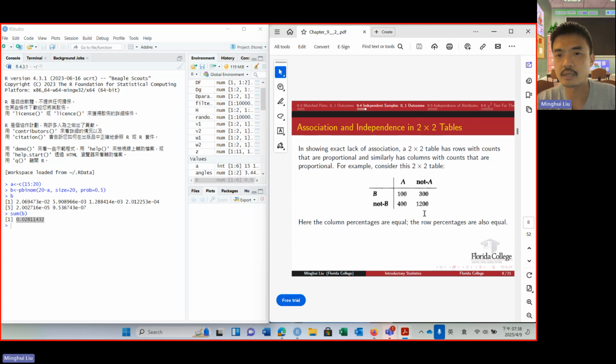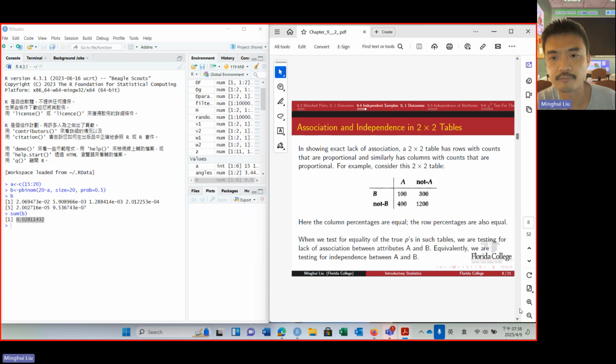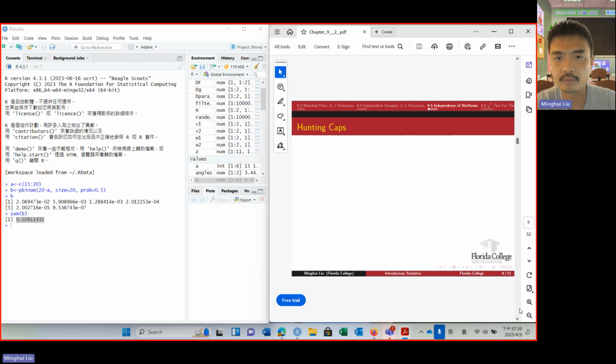Well, what we want to conclude from this example is that in this particular example, the A group and non-A group have exactly the same percentage of Bs. Or in other words, whether you have A or not does not increase or decrease your probability of getting a B. So what this tells us is that A and B are independent. Whether you are in the A group or not, you have exactly the same percentage of B. So here, when we test for the equality of the two proportions in such tables, we're testing for the lack of association. Or in other words, we're testing whether A and B are independent. In this particular example, for these particular numbers, our conclusion is that A and B are independent.